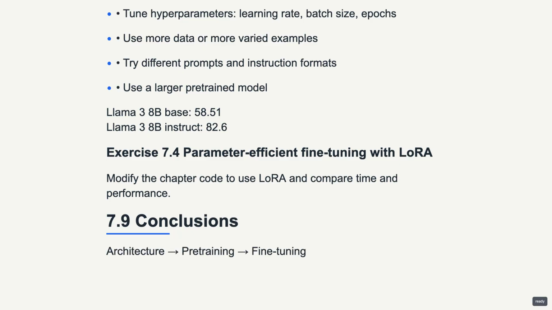Those three stages form the core development cycle for a language model. Once that pipeline is clear, the natural next step is to look at optional improvements and resources that help you customize models or stay current with the field.